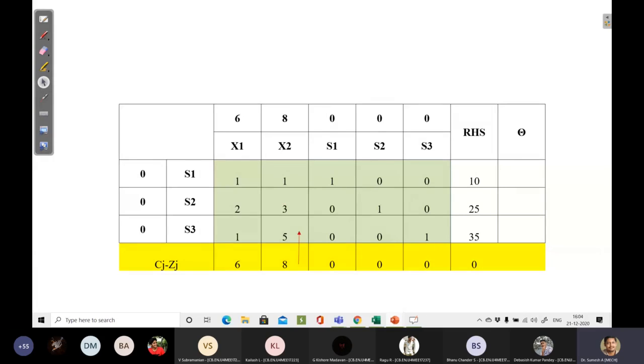If it is Cj minus Zj, you will get 8. If you have taken Zj minus Cj, you will get minus 8. So the entering variable you have selected is x2. So x2 is your entering variable in the next iteration. This is basically now your key column. Using the key column, you find the replacement ratio.